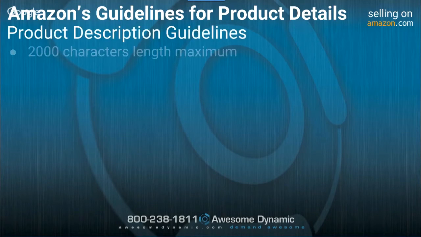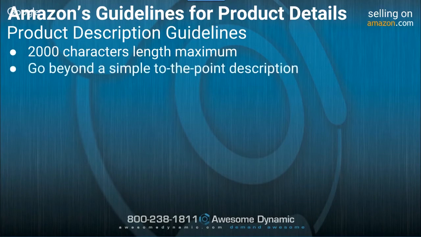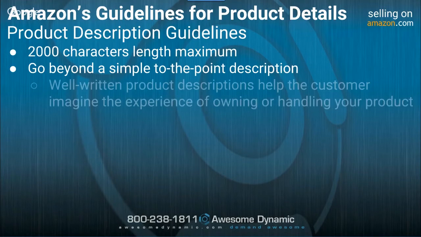So a couple of guidelines. First thing is that there's a 2,000 character maximum length for product descriptions. This is more than just a simple to the point description. So very much the opposite of your bullet points that you have ahead. Go ahead and put more information in these, talk more than just the facts. And that's really what the description is meant for.